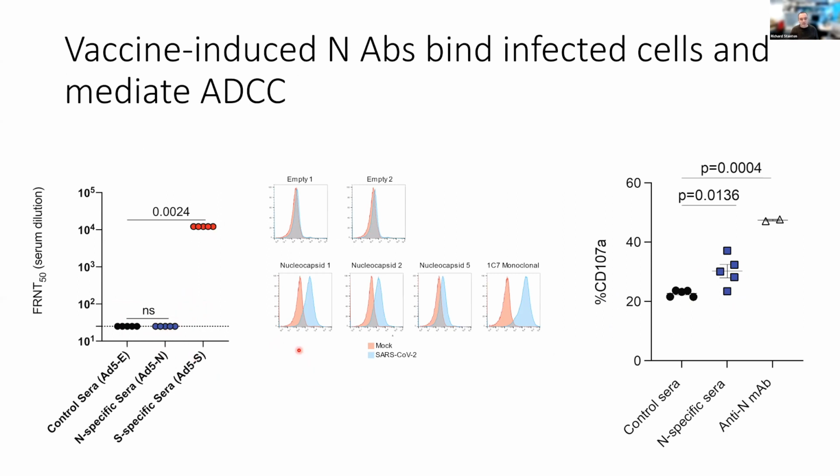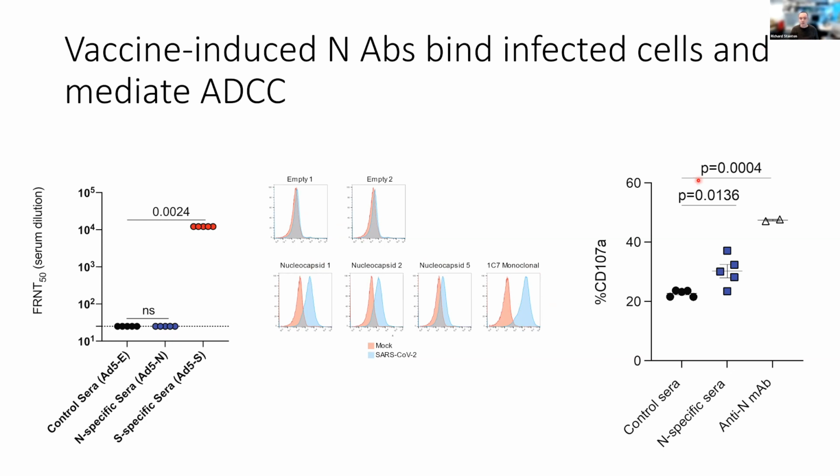What they do though, is bind to the infected cell surface. So here's some flow data. These are our control animals. These are the animals that have been vaccinated with our nucleocapsid vaccine, and you can see the antibodies bind to the cell surface very nicely. Although it has to be said, not to the extent that a nucleocapsid monoclonal antibody did.